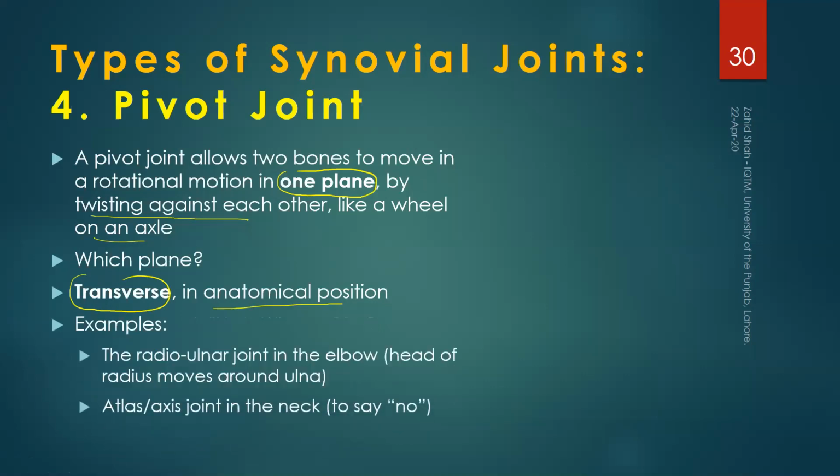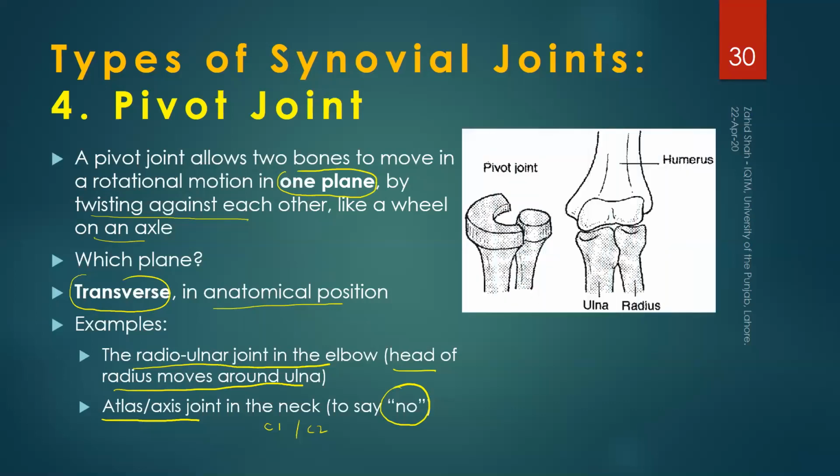Examples are your radioulnar joint in the elbow. So the head of the radius moves around the ulna. And your joint between atlas and axis, so C1, C2, the first cervical vertebra and the second cervical vertebra. So when you say no, for example, that is using this joint.